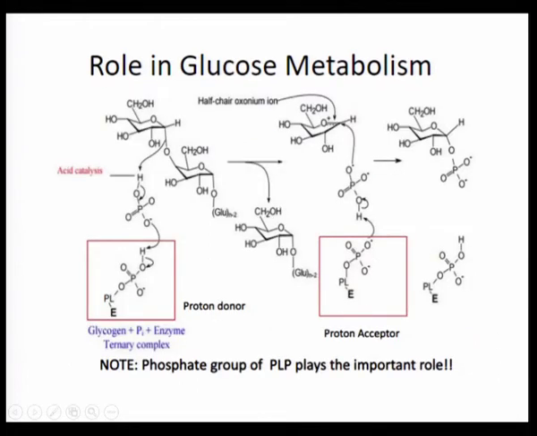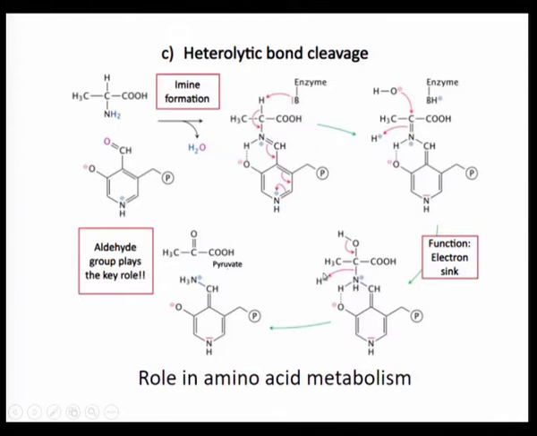Now you look here how this reaction proceeds. So you have the acid catalysis, so the proton donor and the proton acceptor. Okay, so how the glucose is being split and how energy is being released. So here we have heterolytic bond cleavage. As you see over there, it's a very essential part of amino acid metabolism.